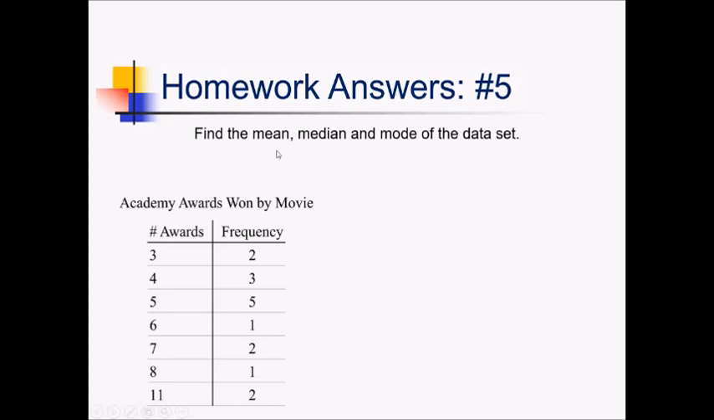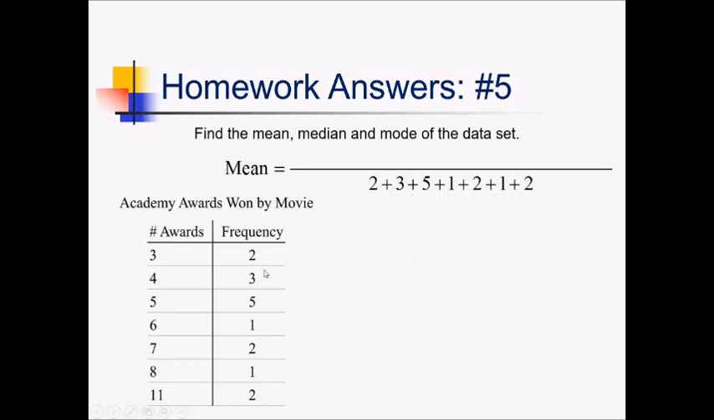So for the mean, the average number of awards won by each of the movies that were considered in this survey, we need to take the total sum of the data and divide it by the number of data items. So basically, we have to add up all of the awards that were ever won by all these movies and divide it by the number of movies. So to do that, let's start with the number of data items, which we can find by just adding up the frequency column here. So there were 2 plus 3 plus 5 plus 1 plus 2 plus 1 plus 2 movies. So that's what we're going to divide by once we figure out how many total awards there were.